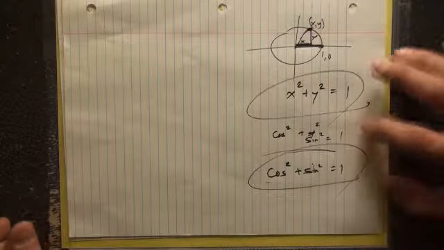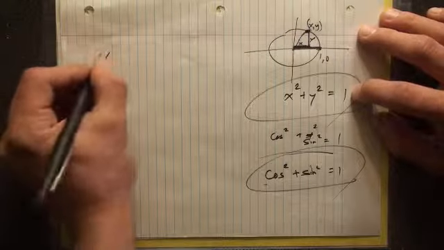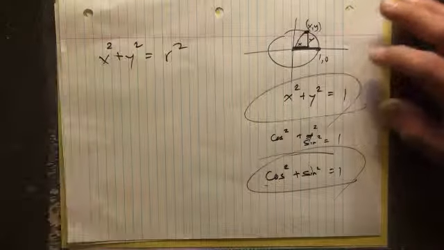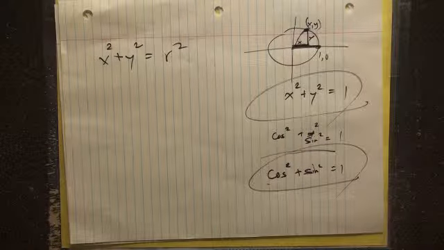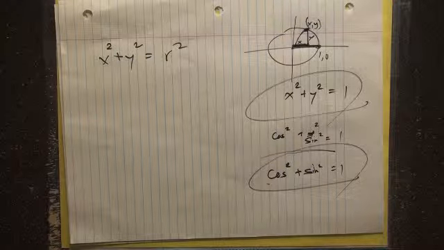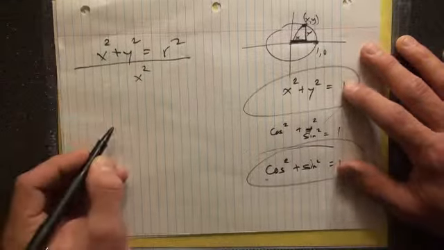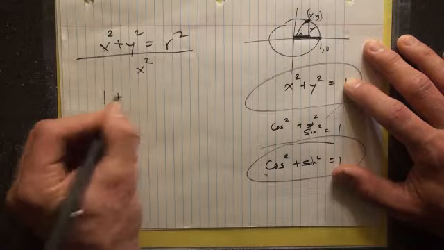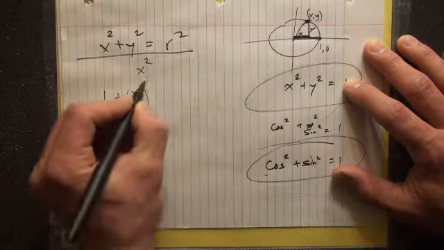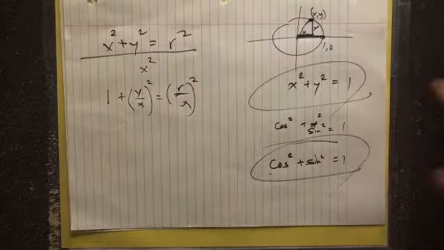Then we could actually think of this in other ways. If we wanted to, instead of using 1, you can use an r. So this applies to other circles that have a radius other than 1. And what you could do is go through and divide by various amounts. For example, let's just say you divided the whole thing by x squared. What would you have? You'd have 1 plus y over x quantity squared equals r over x quantity squared.